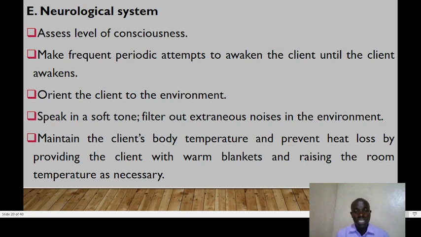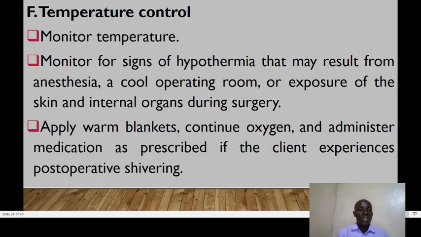Maintain the patient's body temperature and prevent heat loss by providing the client with warm blankets and raising the room temperature as necessary. You ensure that you monitor the temperature, and monitor the signs for hypothermia that may result from anesthesia. Remember, a cool operating room, and also exposure of the skin or internal organs during the surgery, could result in hypothermia.